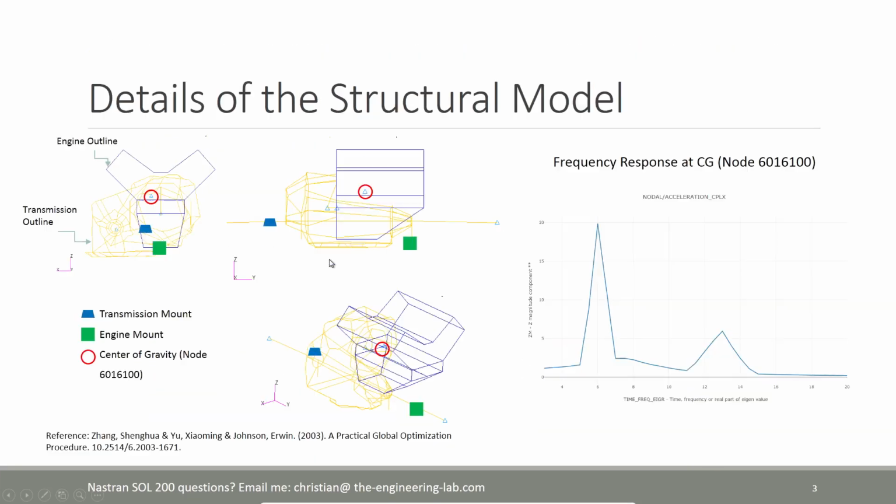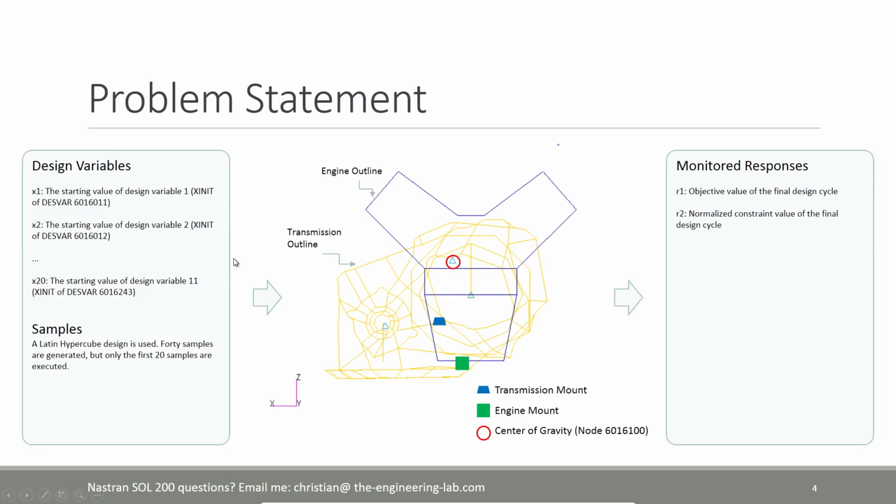This is basically what I went over. There's some more details if you want to go ahead and look into this model in more detail. Now let's go over the problem statement. This is basically where any practitioner should start off with. This is a summary of the parameters or variables that will change in your batch runs. Here, what we want to vary are the initial values of the design variables. So we'll specifically modify the X initial field of the desvar entries.